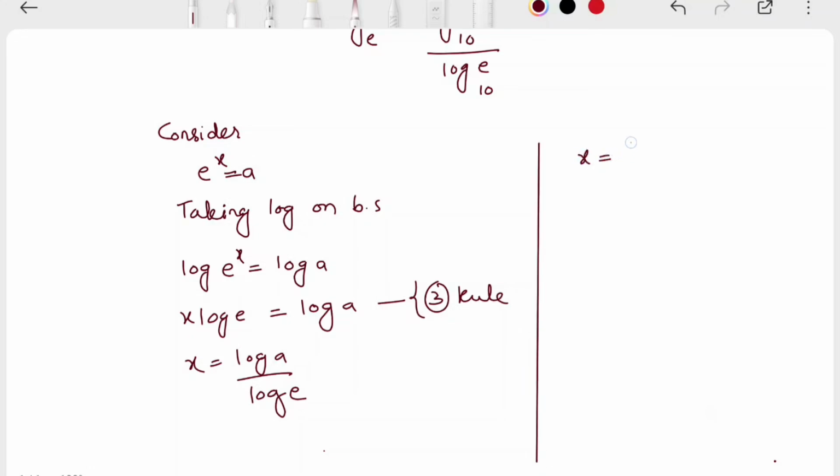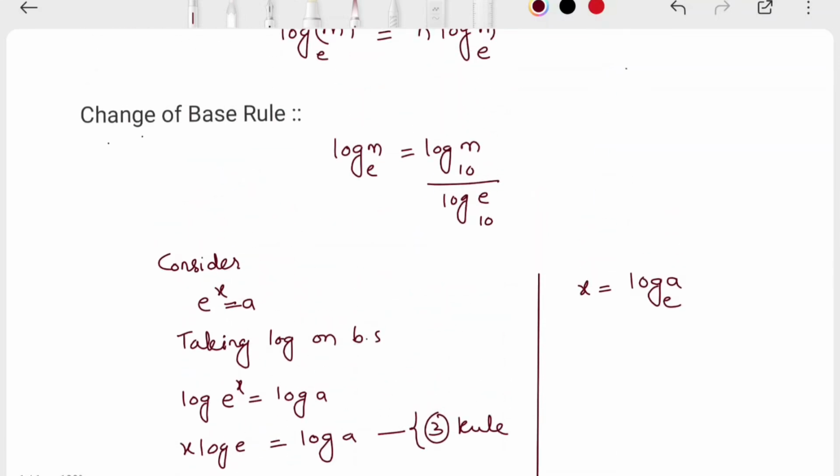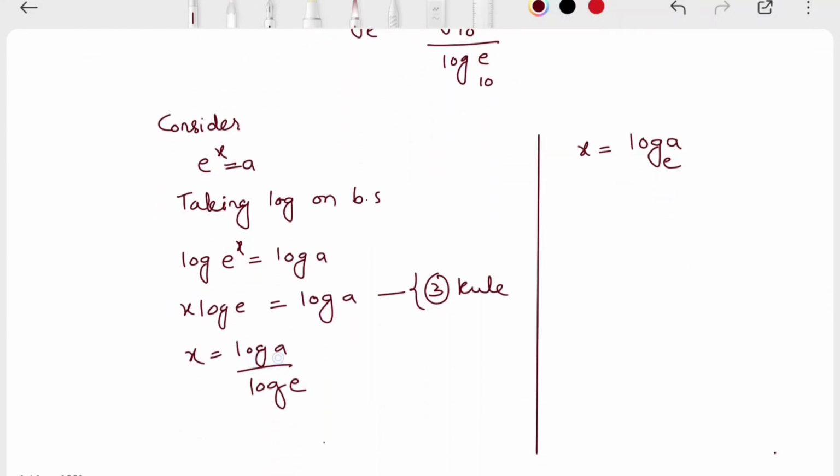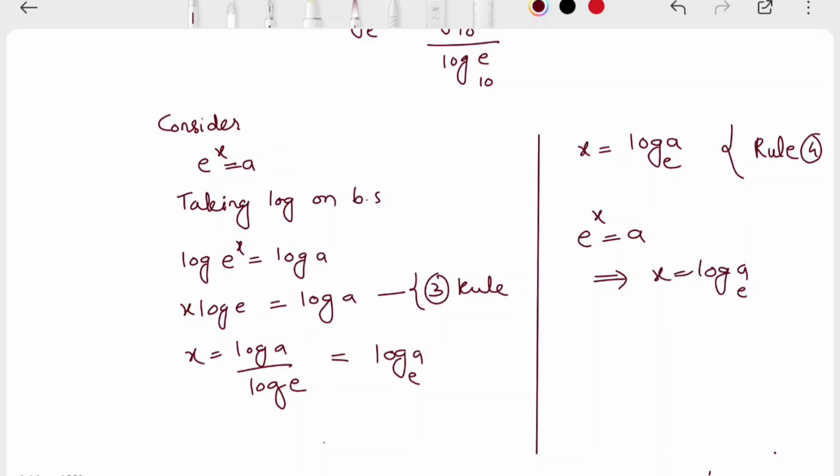Next, we apply the fourth rule. What is the fourth rule? Log of m divided by log of b is equal to log of m to the base b. Same, we apply the fourth rule: log of a divided by log of b, we can write as log of a to the base b by rule number 4. Now you can see we started with b^x = a and we found x is equal to log of a to the base b. This shows how these two formulas are correlated. So we can say it's proved.